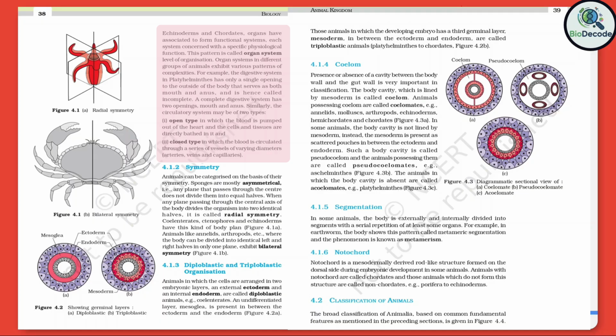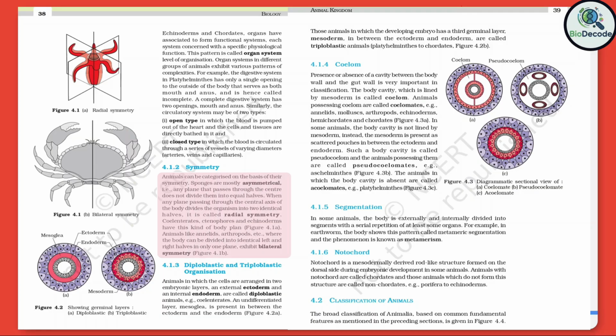Similarly, the circulatory system may be of 2 types. First, open type in which the blood is pumped out of the heart, and the cells and tissues are directly bathed in it, and second, closed type in which the blood is circulated through a series of vessels of varying diameters, arteries, veins, and capillaries.